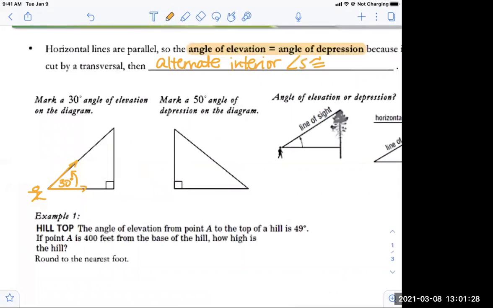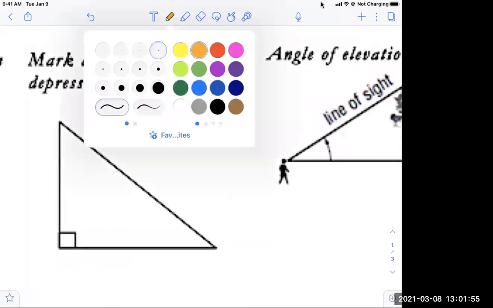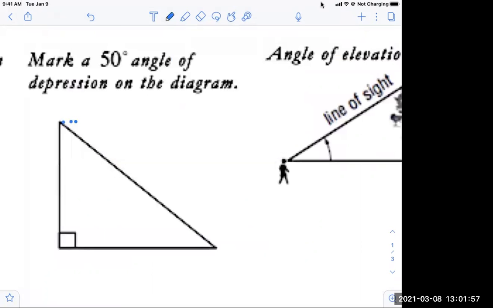Okay, for the 50-degree angle of depression, how would I draw that? Mark a 50-degree angle of depression. How do I show an angle of depression there? Do you have to make another horizontal line that's parallel to the base? Yes. Or I guess to the bottom? Yeah, and then your angle of depression would be from the horizontal line. It would be the angle where the horizontal line meets the hypotenuse. So it's actually outside of the triangle, right?